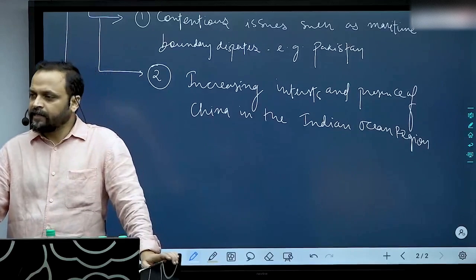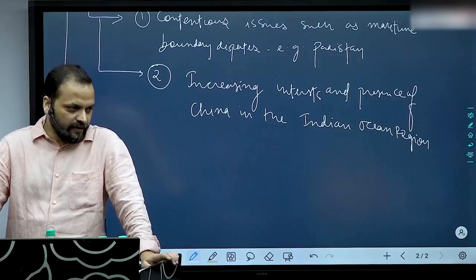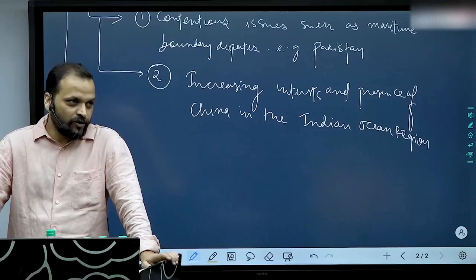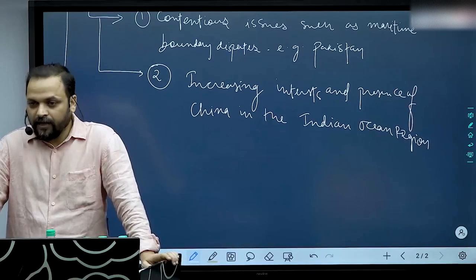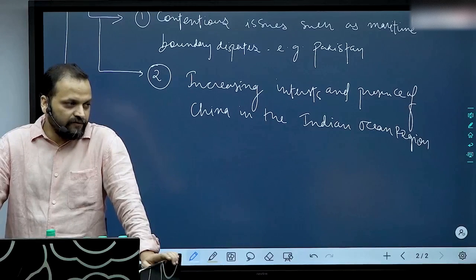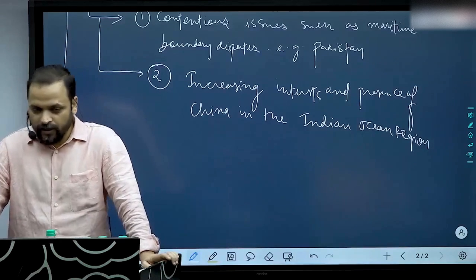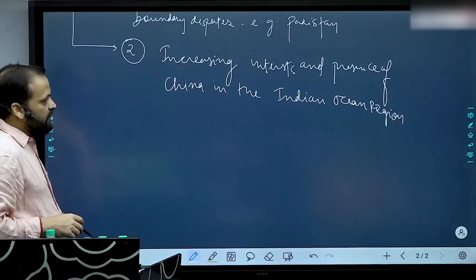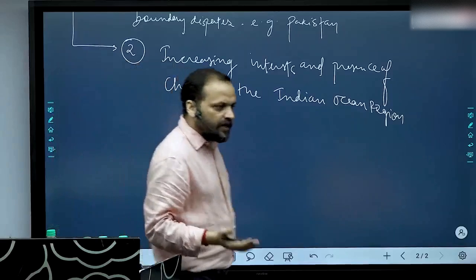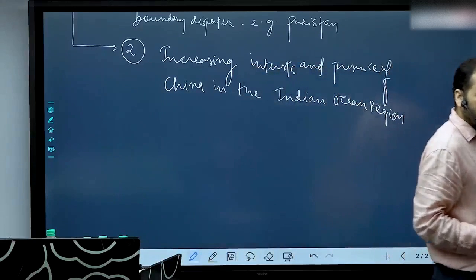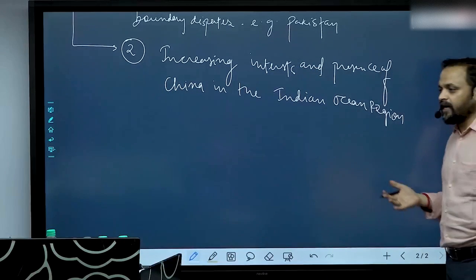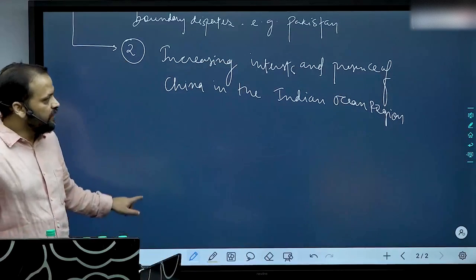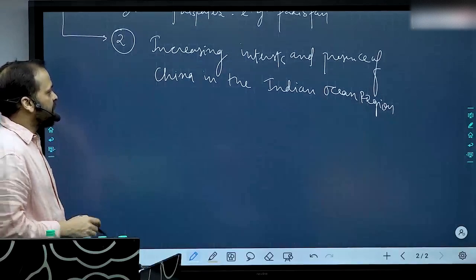Because now there is another player in town which may be saying, why only India? We are also here. So that poses a challenge to India's influence, India's approach, India's role, right? So increasing interest and presence of China in the Indian Ocean region poses a direct security threat to India, but also a threat to India's regional leadership, right?